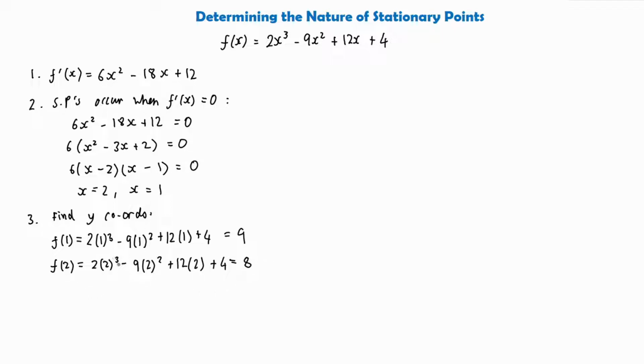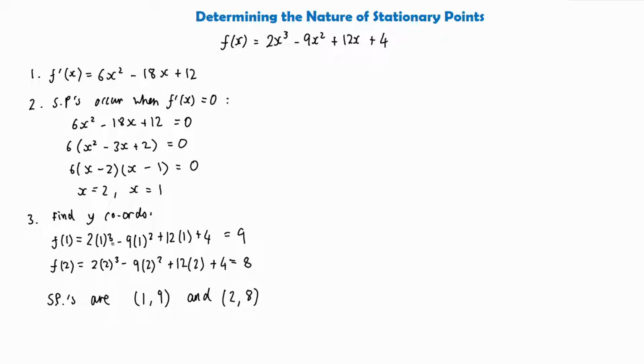So we can say from these that we can work out the coordinates of the stationary points. So we know that the stationary points are, and it's always good to write this just so you know exactly what you've worked out here. So when x is 1, we get 9. So 1, 9 is a stationary point. And 2, which gave us 8, is the second stationary point.